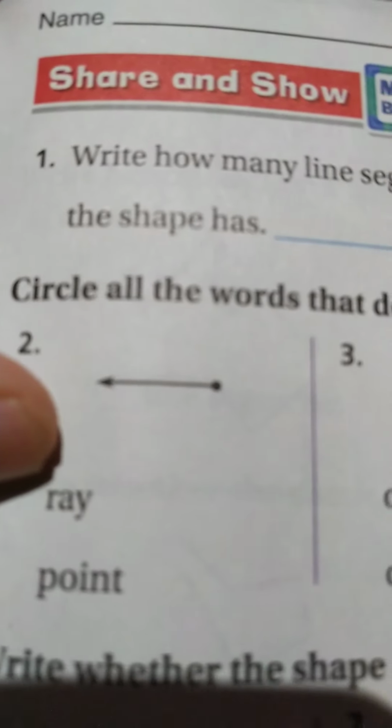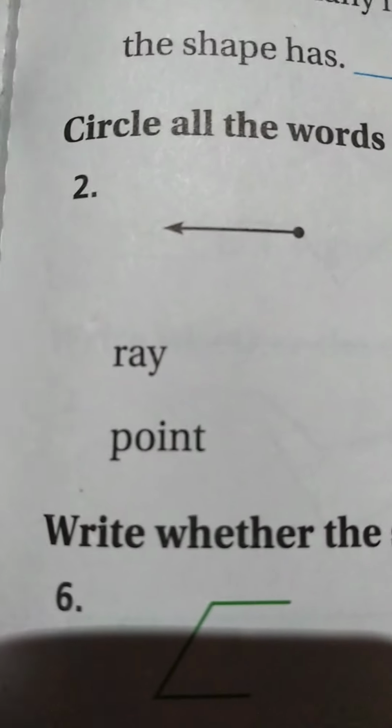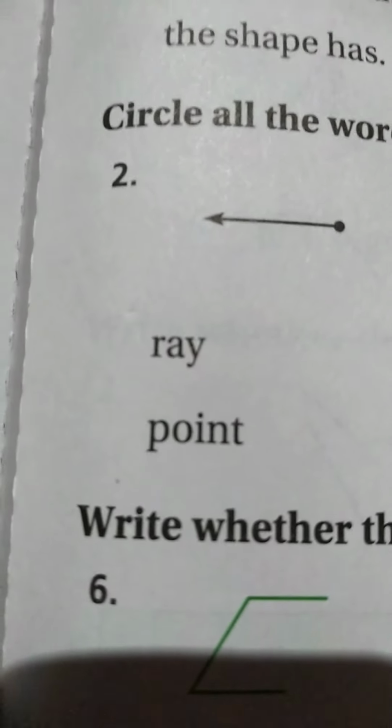Here we go. Here's the game. Circle all the words that describe the shape. All right, number 2. Well, actually, we're going to mark 10 in our book. So there's a picture. Is it a ray? Yes, it's a ray because it has one end point, and the other side's an arrow. It goes on and on forever on one end.